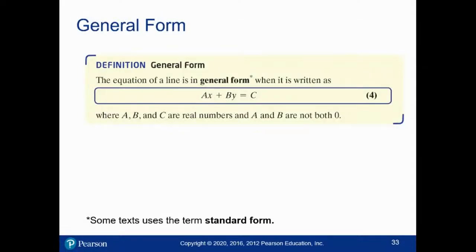Yay, you came back. Okay, so the general form of a line is something of the form ax plus by equals c, where a and b are not both equal to 0. Maybe one of them is, but not both. It's also called the standard form for a line.